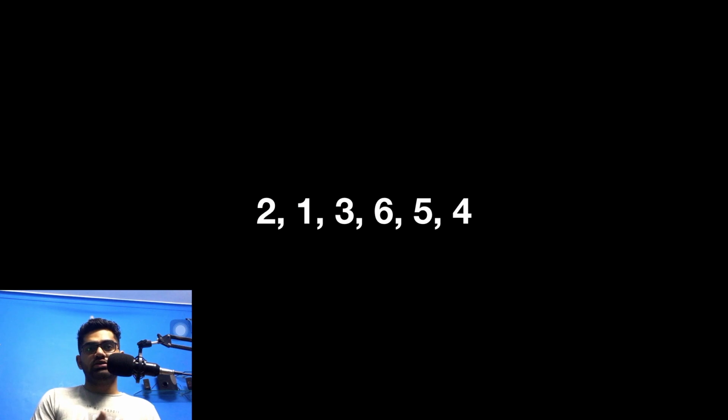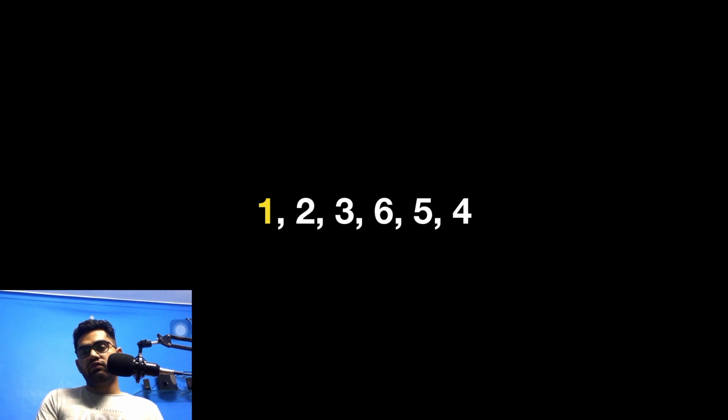Suppose we have a list which is in this particular order, like 2, 1, 3, 6, 5, 4. After that, we need to search for the lowest element, that is 1, and we need to arrange it in the first unsorted position. And here the 2 is the first unsorted element because no sorting has been done, so we'll swap it.